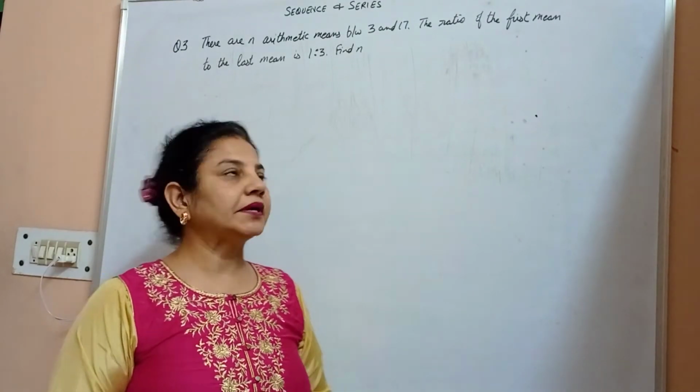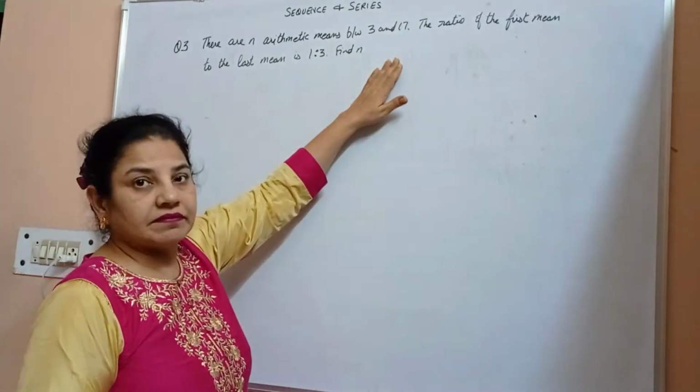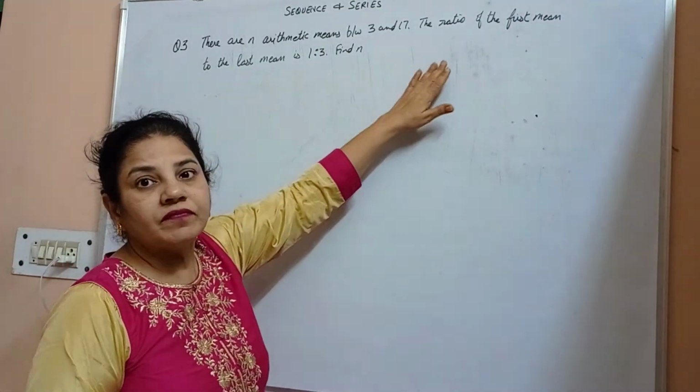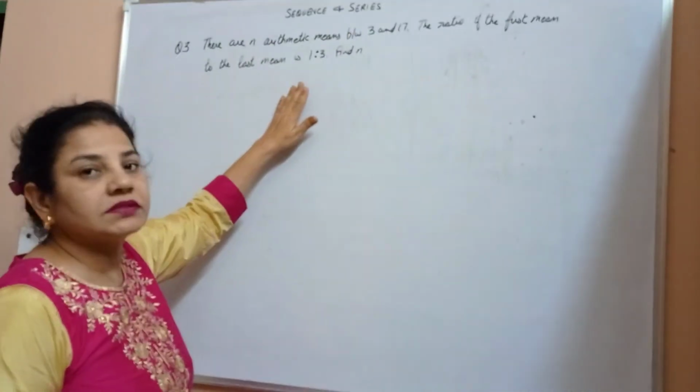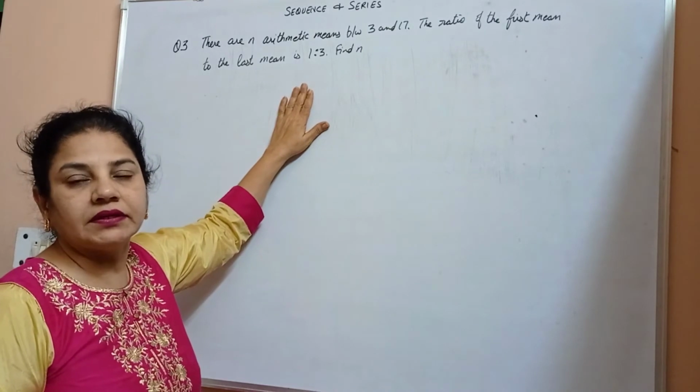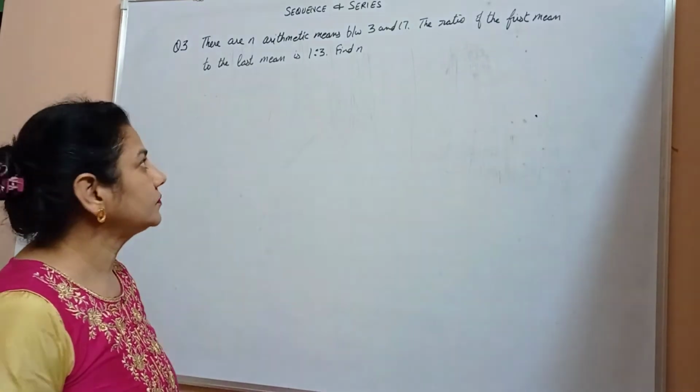There are n arithmetic means between 3 and 17. The ratio of the first mean and the last mean is 1:3. We have to find n.